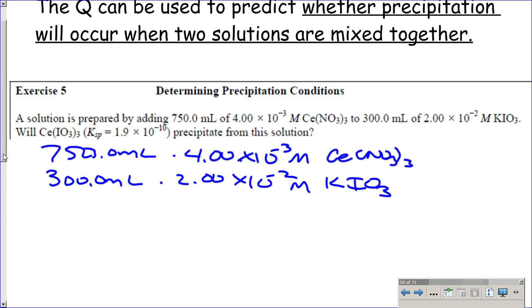All right, you know that these two things are going to react. I don't really care about the reaction. I care about what forms. What's probably going to form?